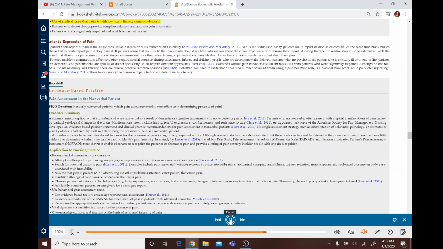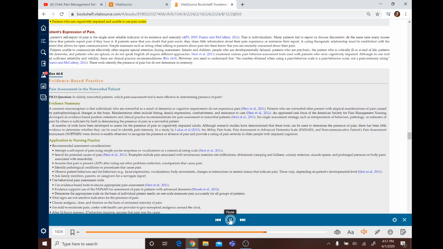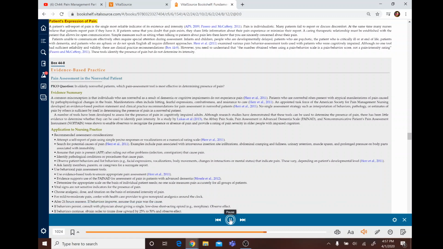Use of medical terms that patients with low health literacy cannot understand. Patients who do not always provide complete, relevant, and accurate pain information. Patients who are cognitively impaired and unable to use pain scales.